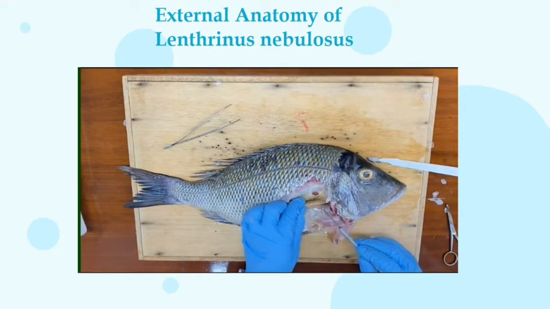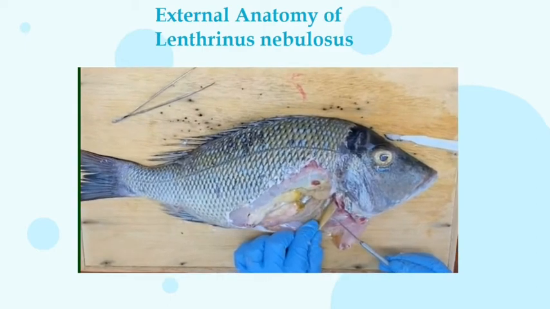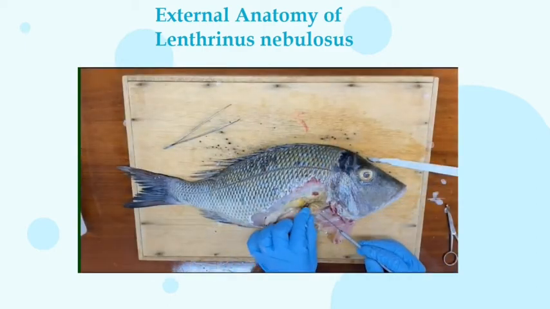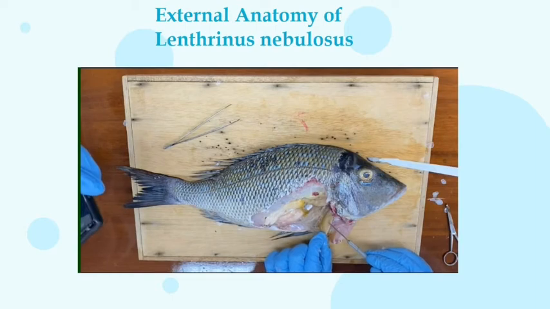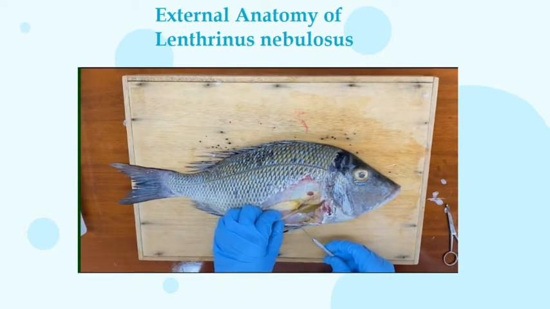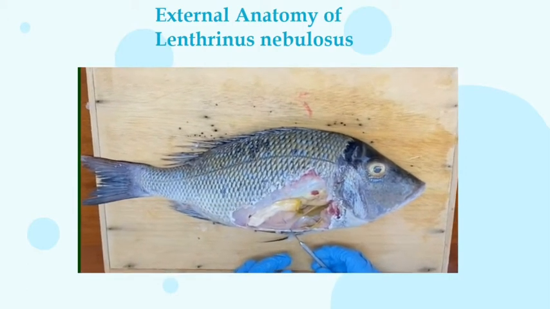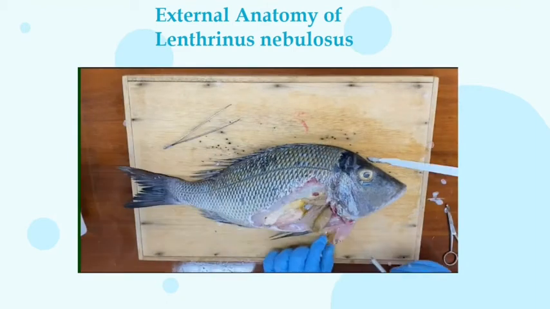Here we can see the stomach. The stomach is often referred to as the gut, and is where food is digested and nutrients absorbed. Fish like this are carnivores, which have fairly short intestines because such food is easy to chemically break down and digest.